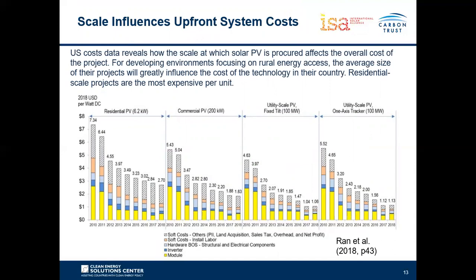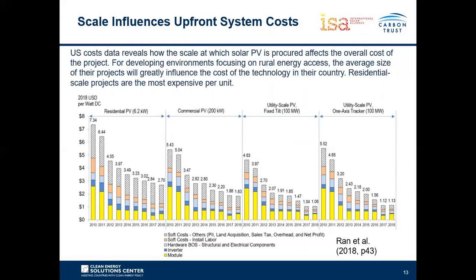Again, we can break down the costs at each of the various scales. And if we look at the year that we're in, or the closest year to us, 2018, we can see that at utility scale, the cost is lowest. The cost per unit, in this case cost per watt, is just over $1 per watt installed, whereas at residential scale, it's $2.7 per watt.